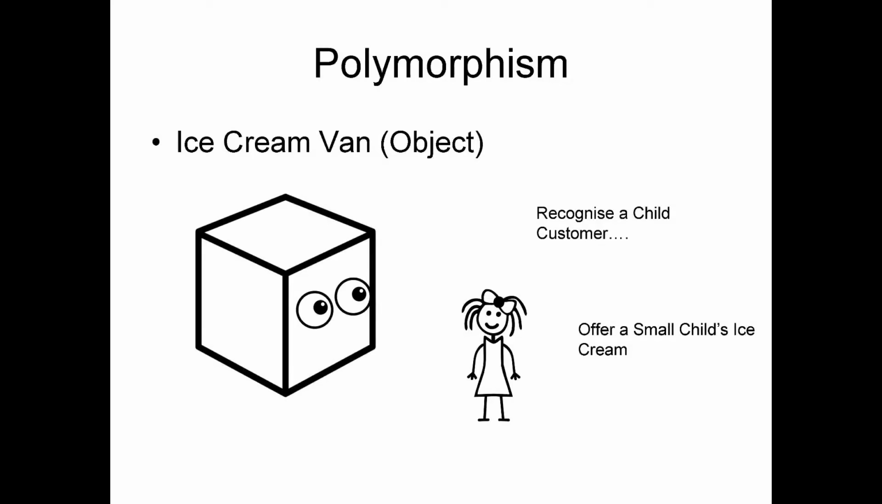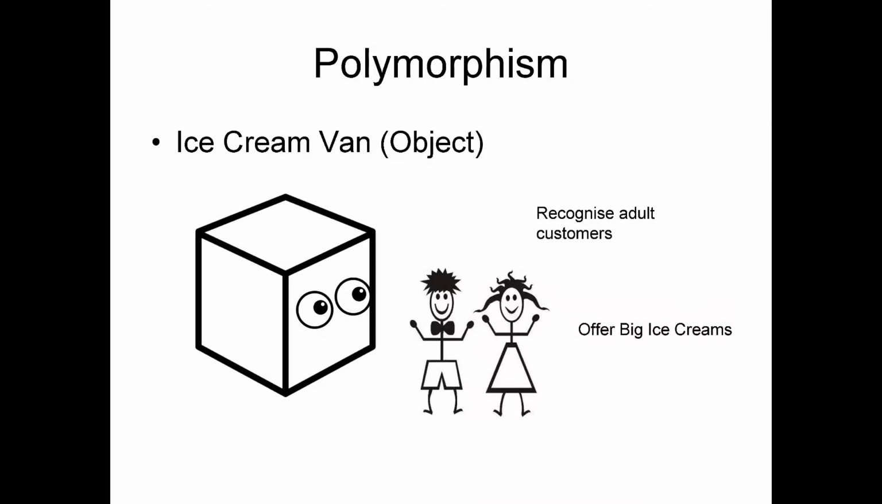So in this example, we have an object I've created, an ice cream van. What happens is that a certain object approaches my ice cream van. Let's call it a child. It's going to recognize a child, and like any other decent ice cream salesperson, it's going to understand that it's a child, and we're going to offer the child a small ice cream. That's appropriate behavior for this scenario.